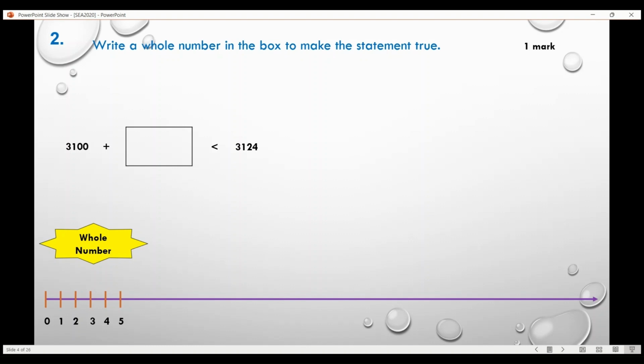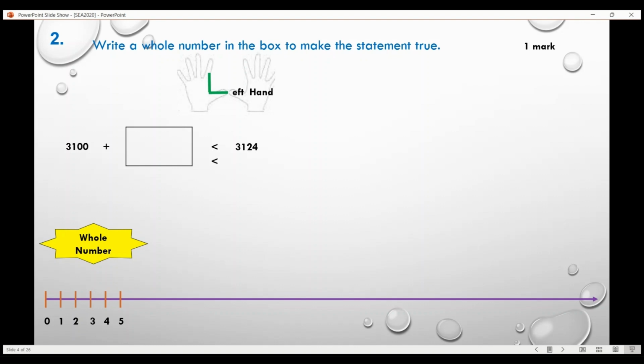Now let's look at this statement again. Look at that inequality sign before the 3,124. If we expand it a little bit, it looks like an L. If we put our two hands flat on the page in front of us, we can see one of those hands forms an L, and that is our left hand.